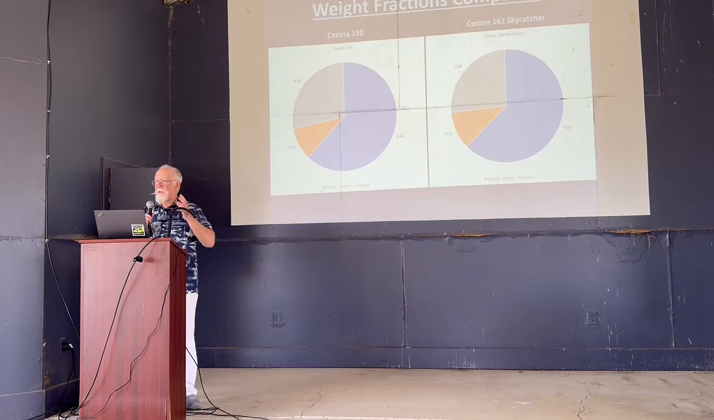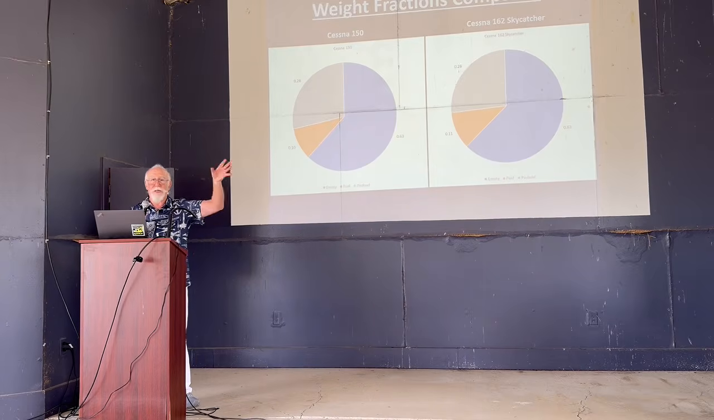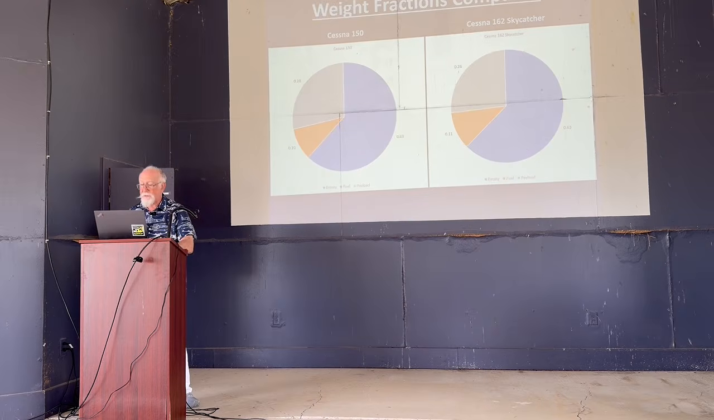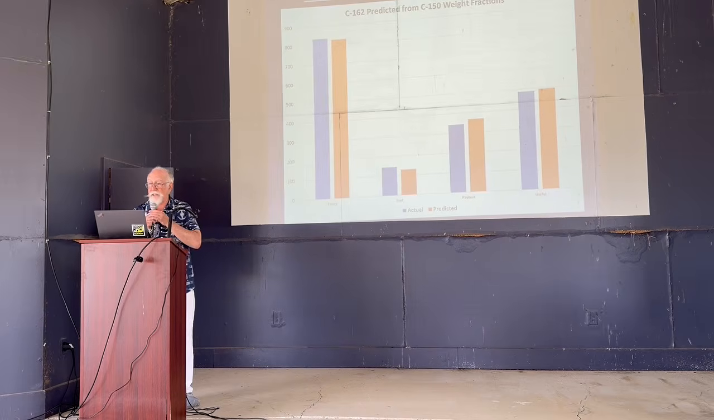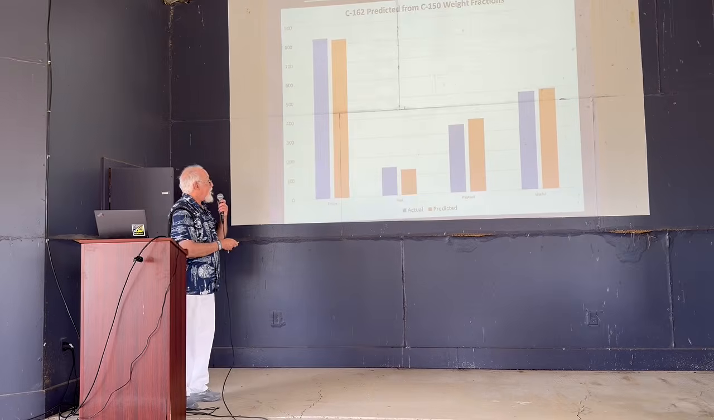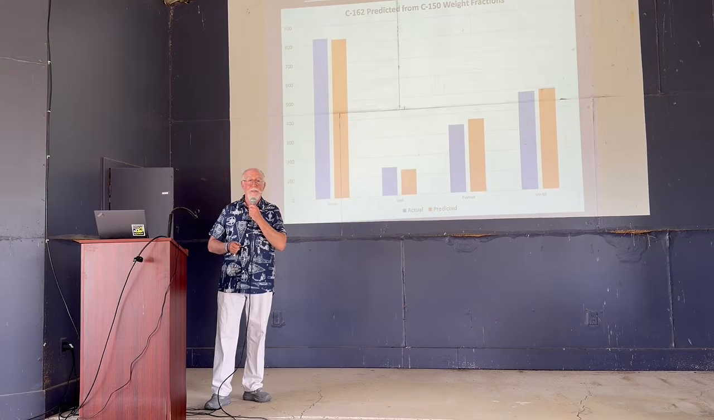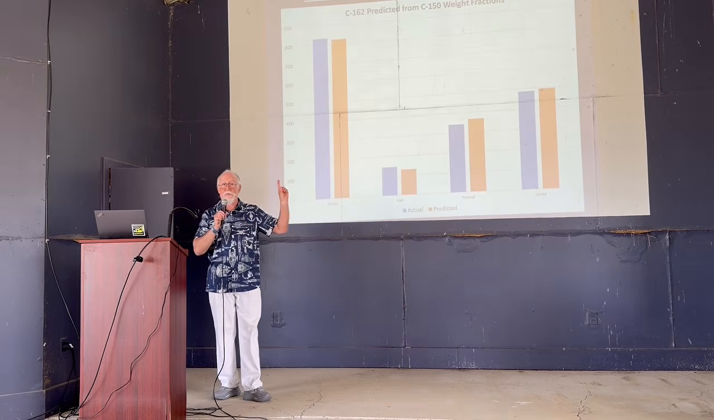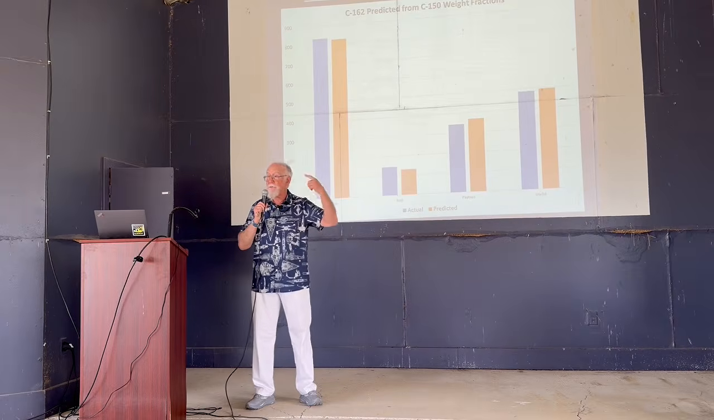So if I were the preliminary designer setting out to design this new high-wing strut-braced metal airplane, starting from a 150, and I were to predict the weight of my new one based on just the fractions of the 150, the blues are actuals and the reds, oranges is what you would have predicted cold from the weight fraction model. So you can see that gets you close enough to do your initial sizing, and then you can do your iterations to refine from there.